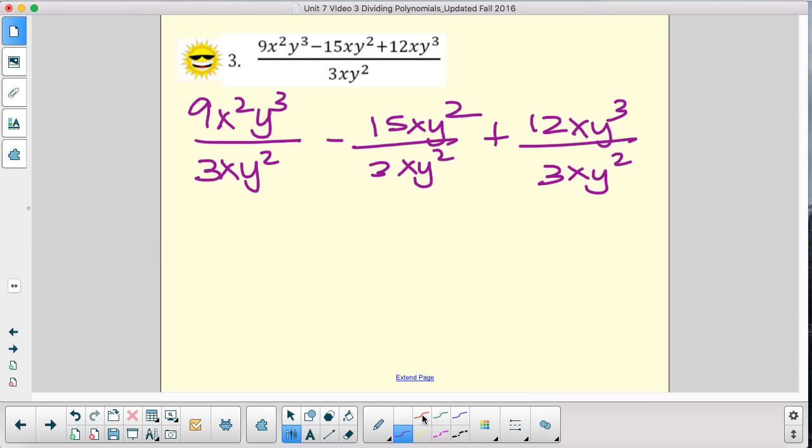And then I would say, well, 9 divided by 3 is 3. My x's, 2 is bigger, so 2 minus 1 is 1, so I have x. And then same thing with my y's. 3 minus 2 is 1, so there we have that.